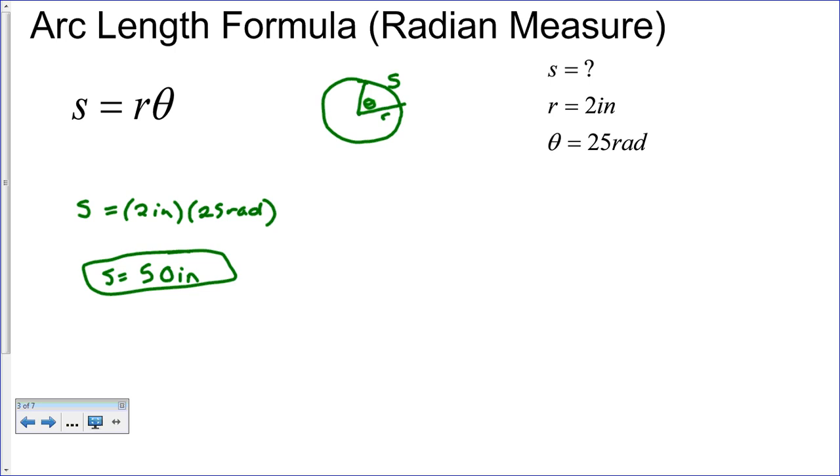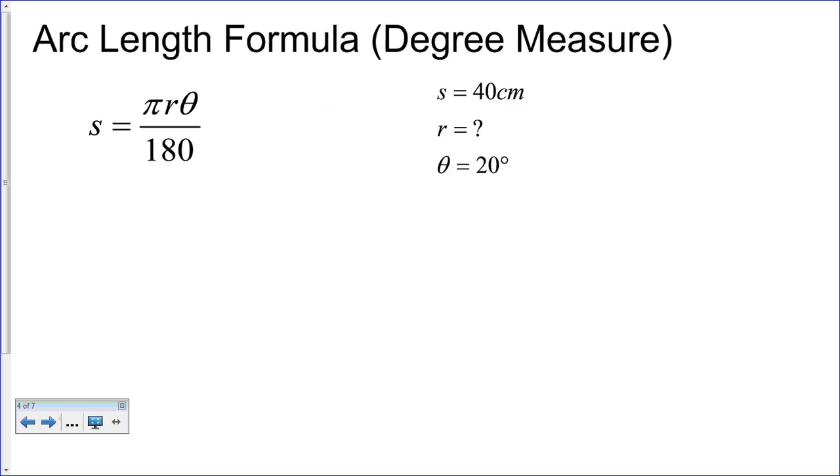Okay, then let's look at the arc length when I have a degree measure. Now this is why radians are so nice. Look how much more complicated this is, because they're giving us it in degrees instead of radians, but that's okay. We'll persevere and get through it. S is 40 centimeters. This pi on top is pi. R is what I'm looking for. My angle is 20, and this is over 180. And I guess there should be degrees there, because that's 180 degrees.